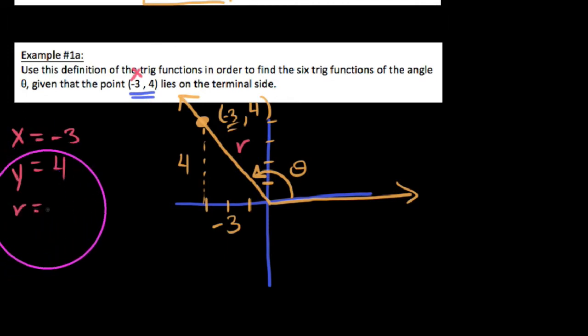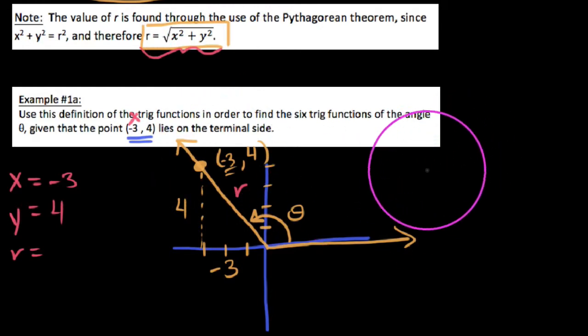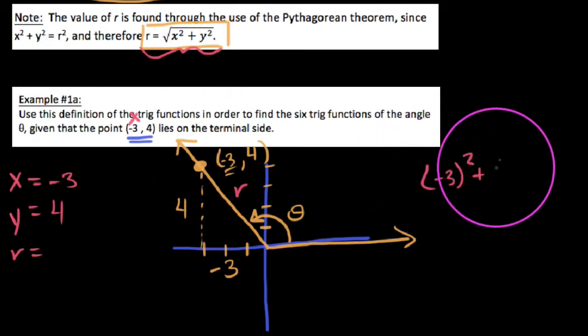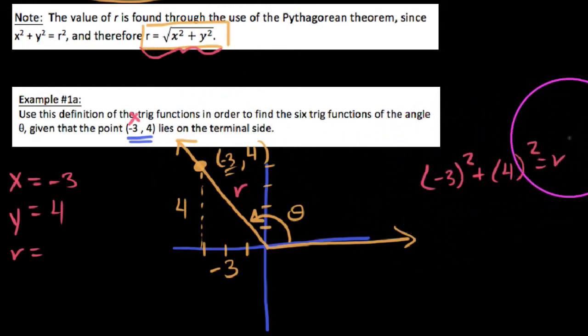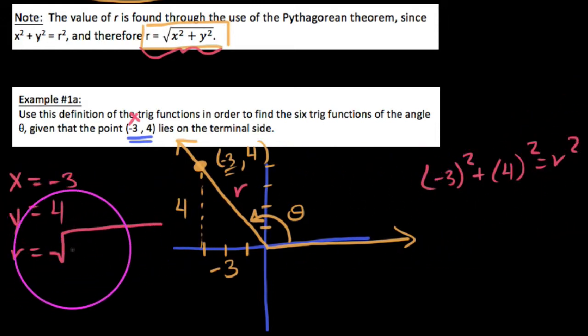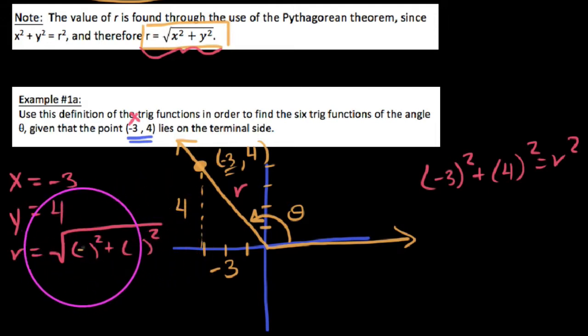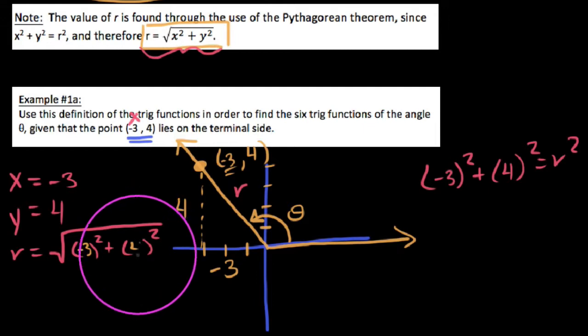And the r value. Now here's where we're going to employ our Pythagorean theorem. Of course, I could write this negative 3 squared plus 4 squared equals r squared, and that would be appropriate. But we say in general, all we have to do is take the square root of x squared plus y squared, where our x value is negative 3, our y value is 4.